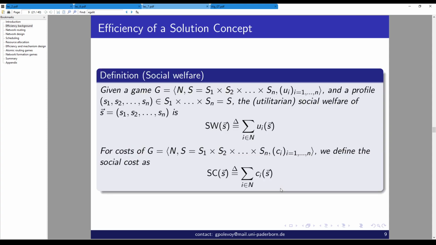And now let us define the social welfare. So given a game, the utilitarian social welfare, which is our default, as I said, is the sum of the utilities. However, if the game is defined with cost instead of utilities, so something we want to minimize, something each agent, we assume they're rational, minimizes, then the social cost is defined as the sum of the costs. So it's very simple here.